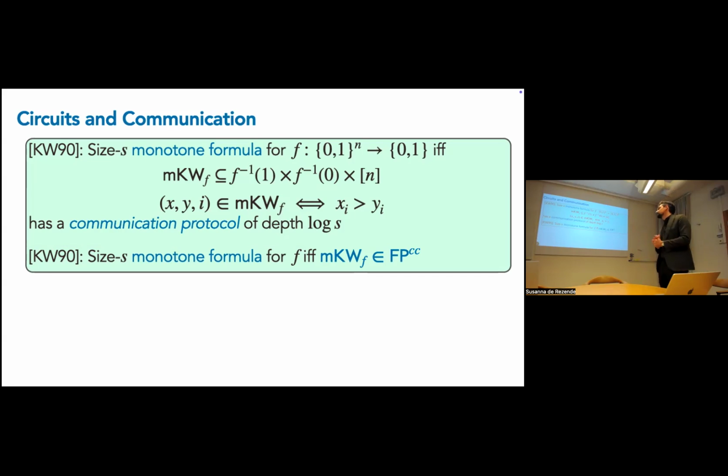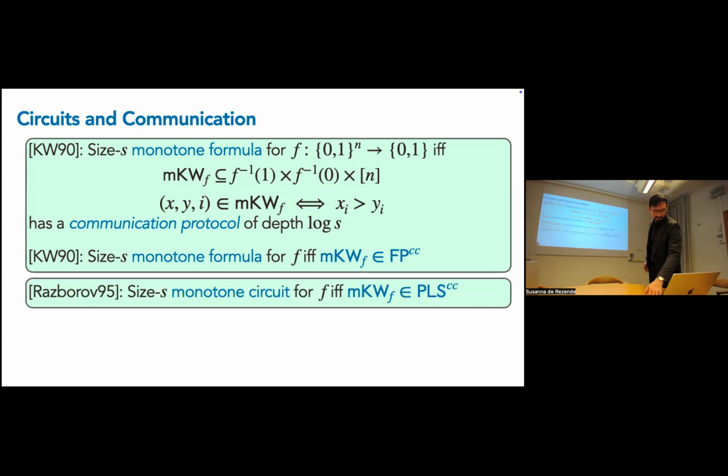So you can really reinterpret this result as saying that the class FP, which is functional P, the corresponding class for P in TFNP, when you're doing reductions using small communication protocols, is characterized by monotone formulas. This was later extended by Razborov, who showed that monotone circuits are characterized by PLS with communication reductions.